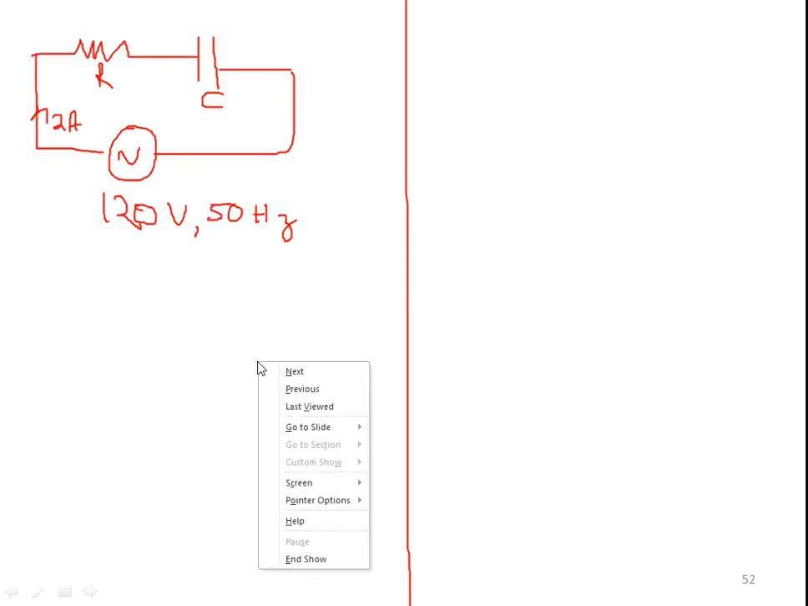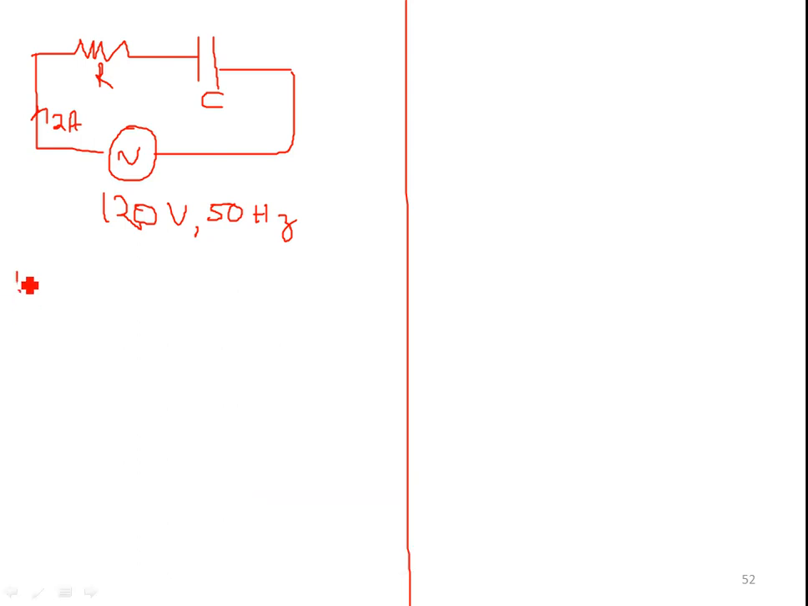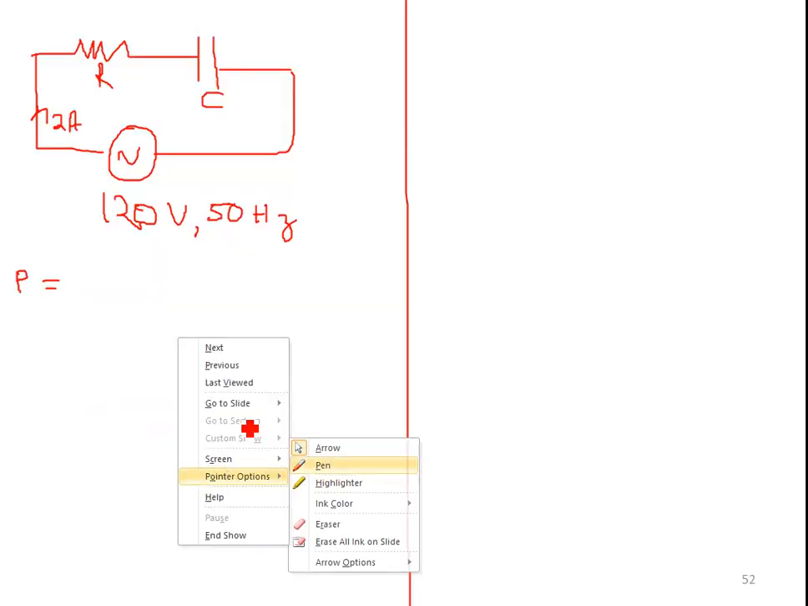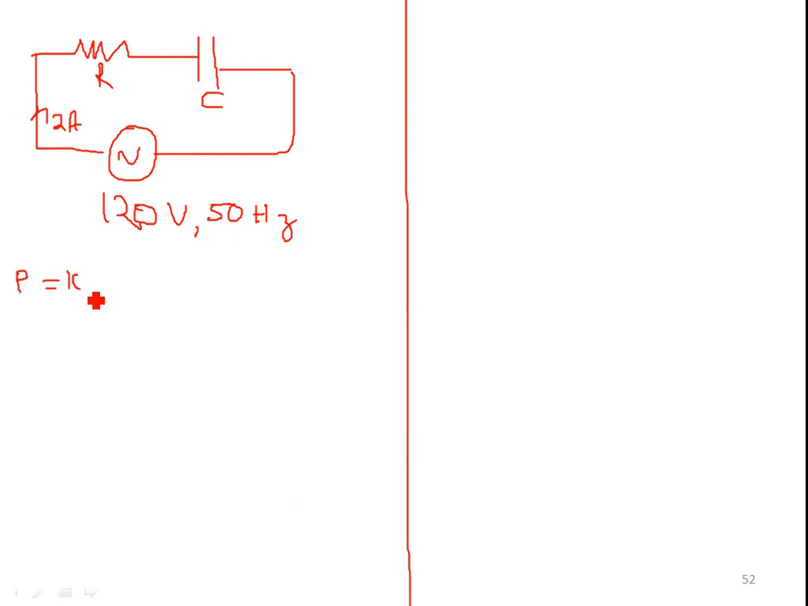So, what can we see? The power loss in the resistor is basically the active power, that is VI cos phi, or the power loss in the resistor can also be determined as I square R. The power loss P_R in the resistor is given as 100 watt. So, what is the power loss in the resistor? It is I square into R. What is the value of current? The value of current is 2 ampere.